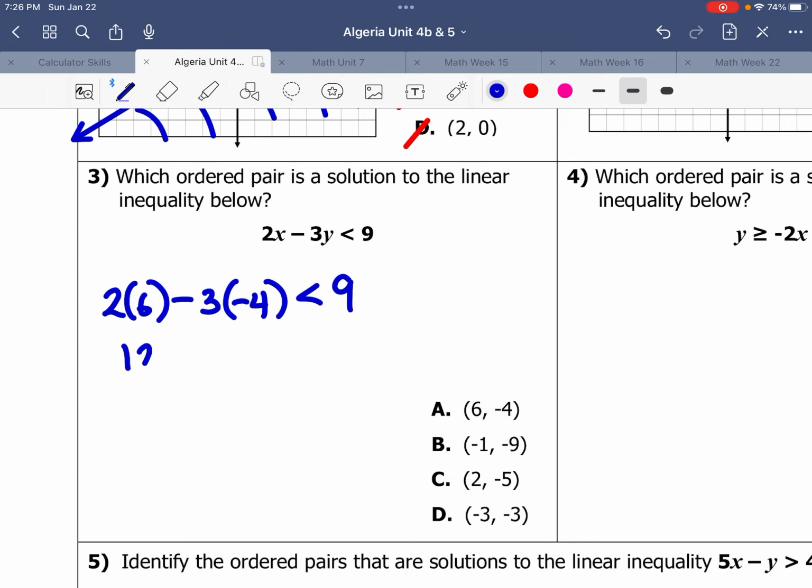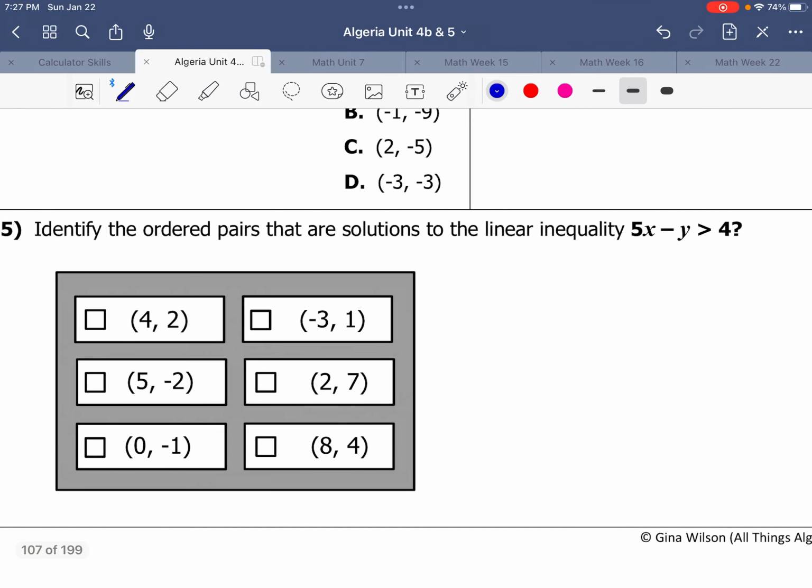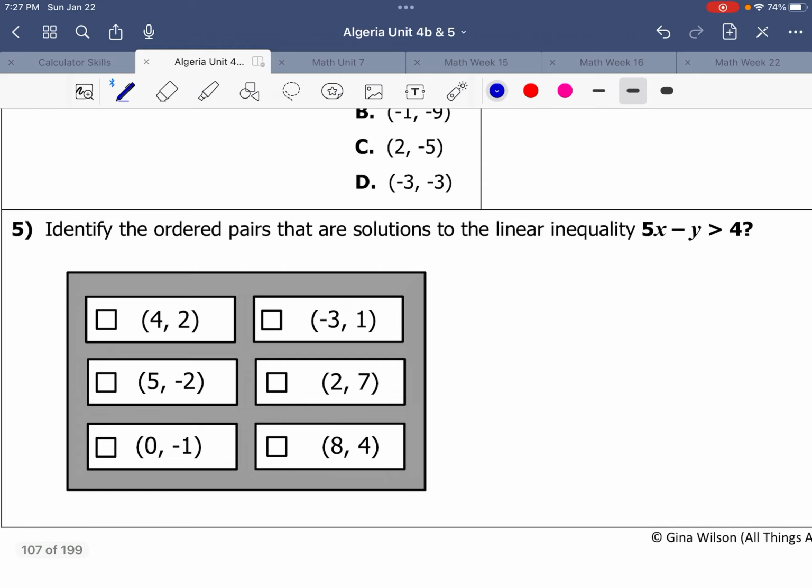2 times 6 is 12. Negative 3 times negative 4 is positive 12, and 12 plus 12 is not less than 9. I'm going to keep doing that with each one of these until I get a true statement. All right, I'm not going to give you the answer there. Okay, number 5, it says identify the ordered pairs that are solutions to the linear inequality. You will have to do substitution with each one of those and check mark the ones that are correct.